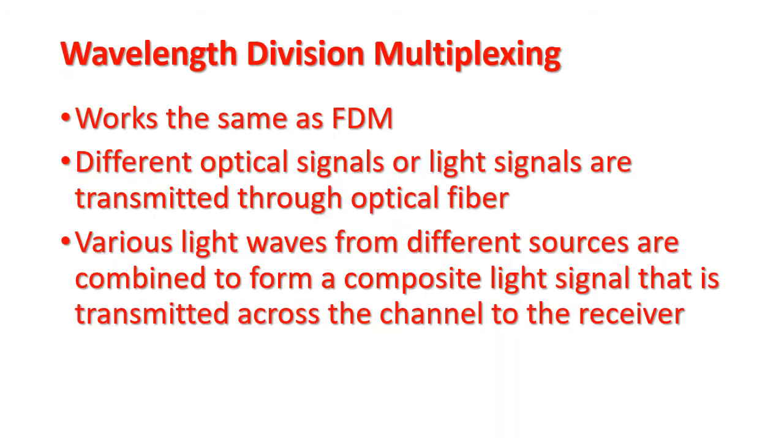Wavelength division multiplexing. Wavelength division multiplexing works the same way as FDM because wavelength and frequency are like opposite sides of the same coin. They're both related by the speed at which the signal is transferred. In this case, the speed of the signal is the speed of light.